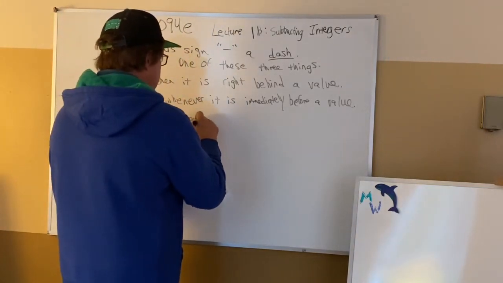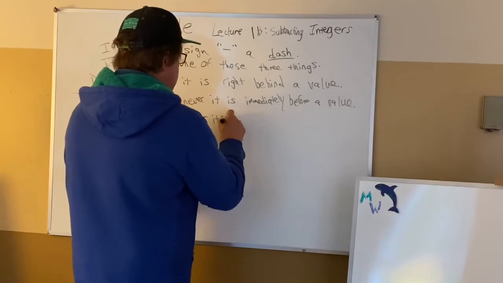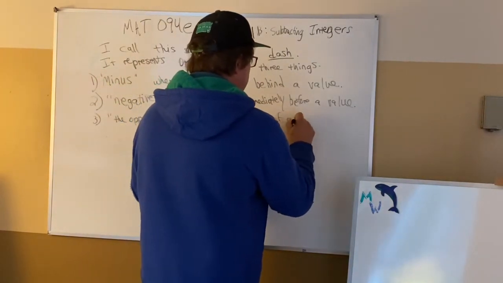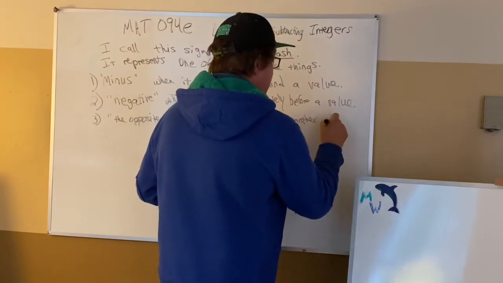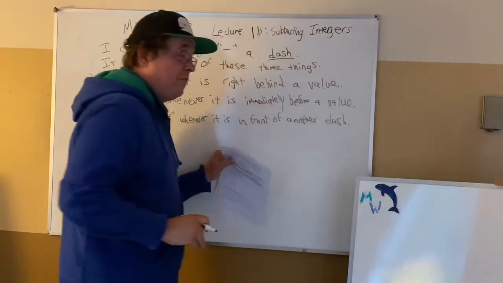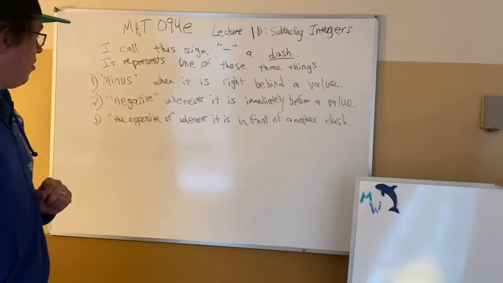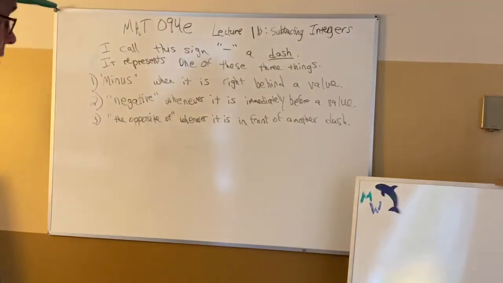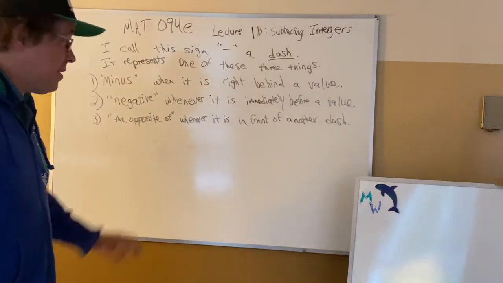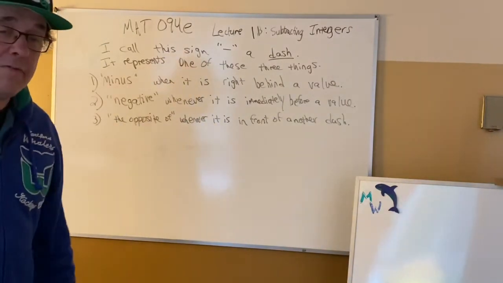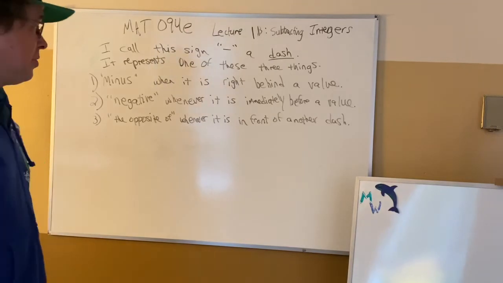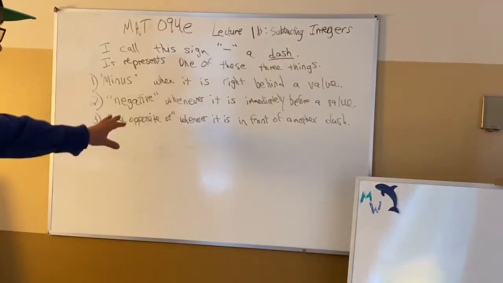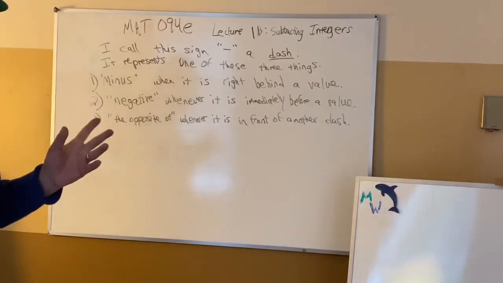whenever it is in front of another dash. So the first thing you do is say, can I call it minus? That depends. Is it right behind a value? So it's minus, on with the game. Can I call it negative? Well, that depends. Since it wasn't a minus, it's sitting right in front of a number, a digit, a value. If so, you'd call it negative, and if not, you call it the opposite of. Now, the opposite of can only occur when you have 2 dashes in a row.